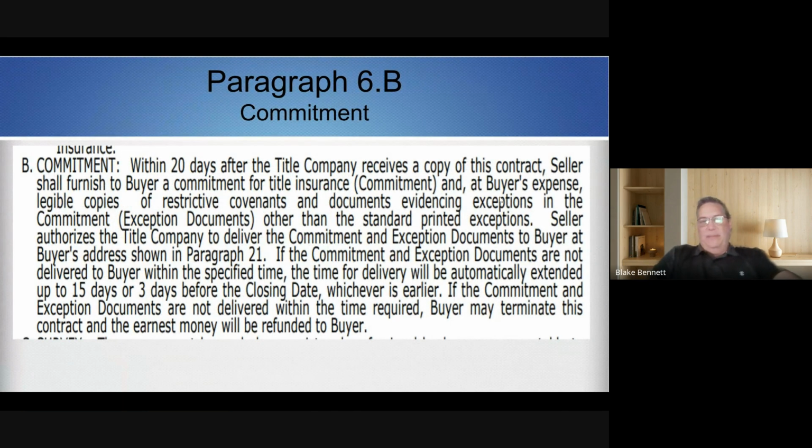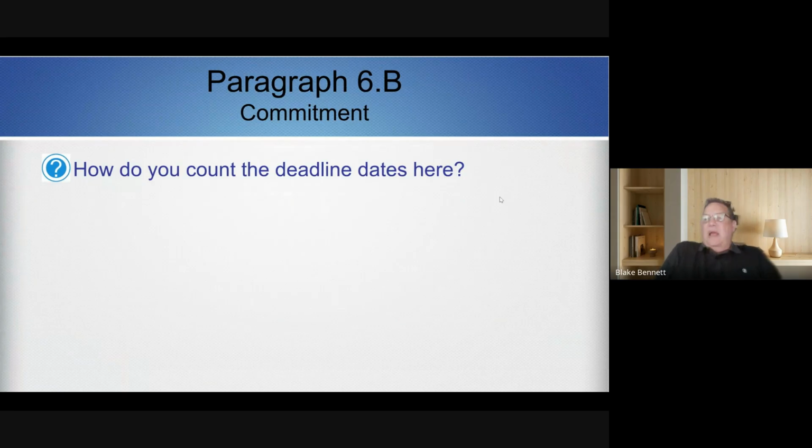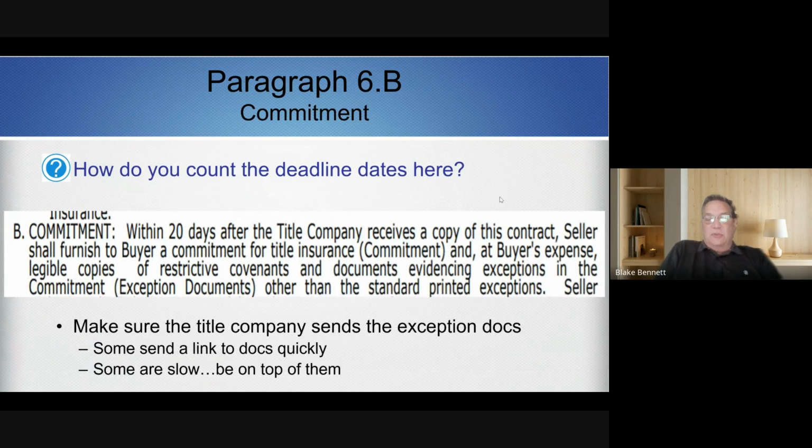6B, the commitment. Looking at dates here, count the deadline. It says within 20 days after the title company receives a copy of the contract, seller shall furnish buyer a commitment of title insurance. Make sure the title company sends the exception documents. Some send a link and it's all electronic and it's real quick. Some in the country still send the old paperwork. Make sure you find out how they're going to send it and make sure that it does get sent.